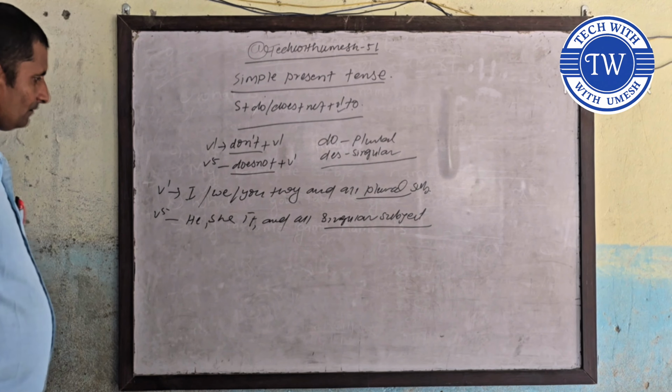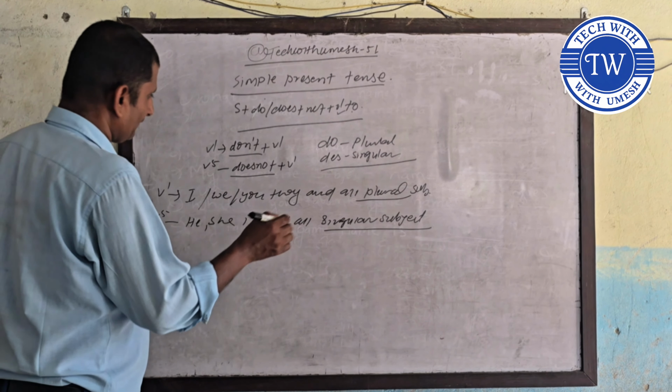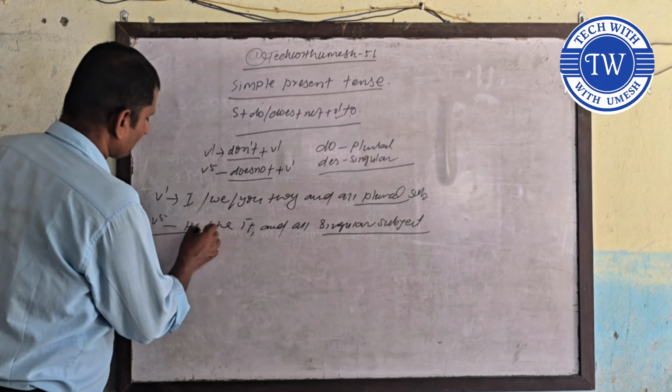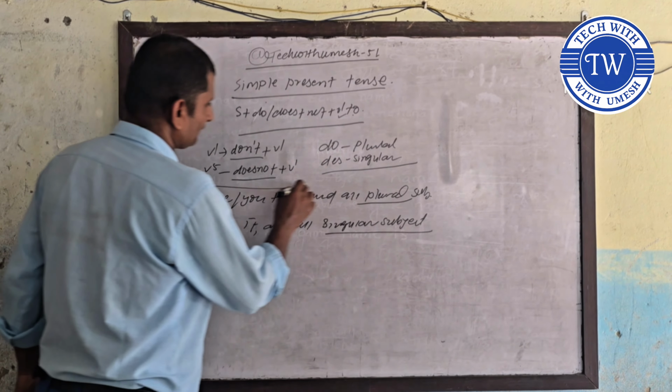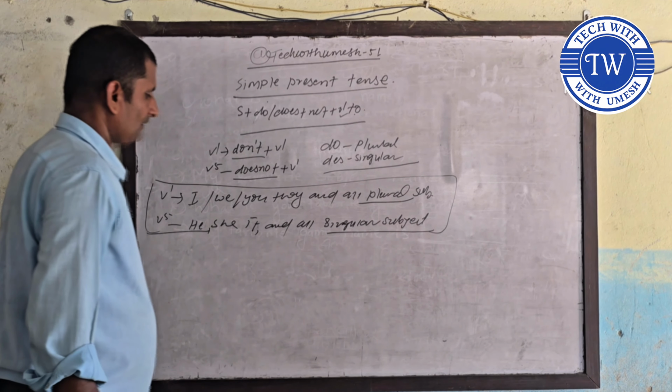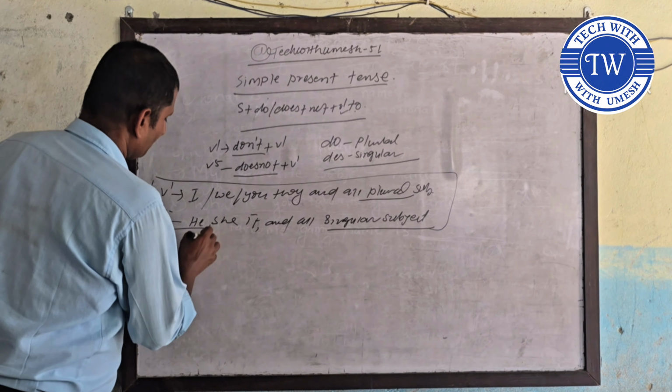Like this, we have to change it into the negative. You can generate the sentence in this way. After that, one example is given here.